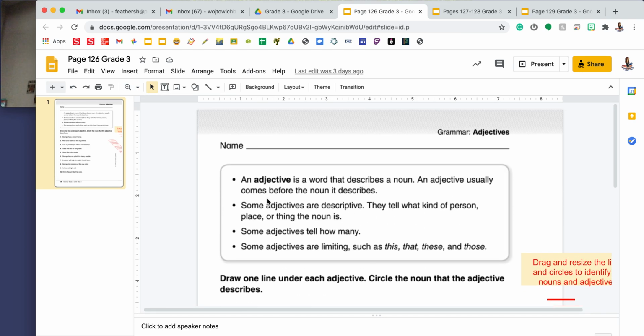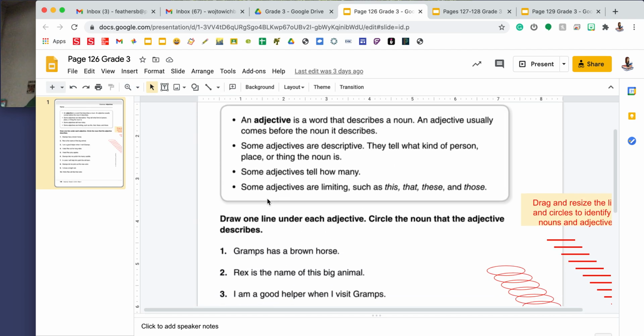On this page, we're looking at adjectives. So the box at the top reminds us that an adjective is a word that describes a noun. An adjective usually comes before the noun it describes. For example, I might say, Blake is a silly girl. Silly is the adjective and it is describing the noun girl.